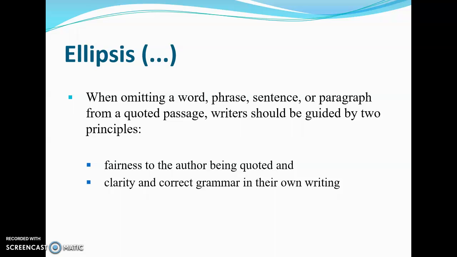When quoting a text, sometimes the need is to use only some phrases or part of a sentence or part of a paragraph. In this pattern, we have to use ellipsis. When omitting a word, phrase, a sentence, or a paragraph from a quoted passage, writers should be guided by two principles. One is fairness to the author being quoted, and the other is clarity and correct grammar in their own writing.